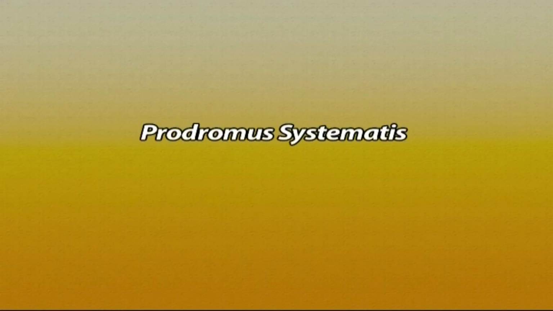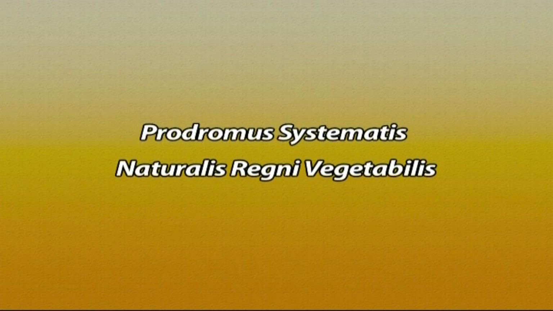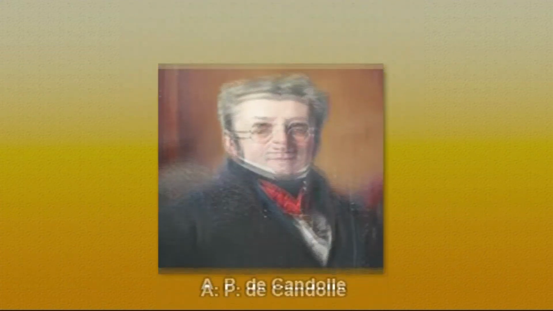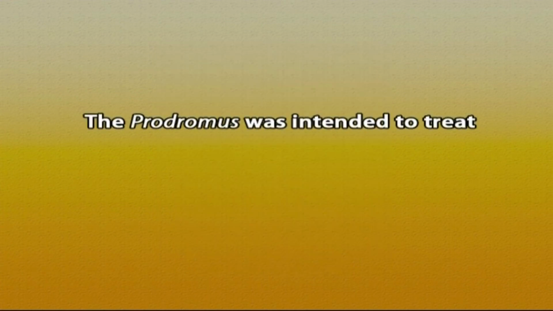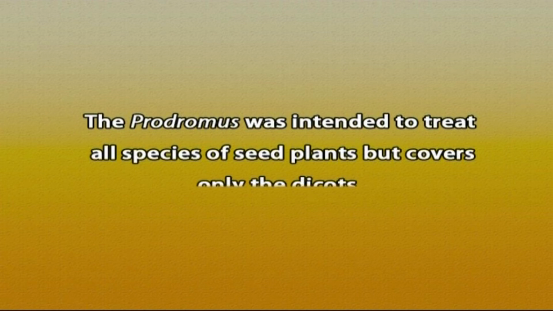The foremost is the Prodromus Systematis Naturalis Regni Vegetabilis. It was published in about 17 volumes from the year 1824 to 1873 by A.P. de Candolle. The Prodromus was intended to treat all the species of seed plants, but in actuality it covers only the dicots. Although the title Prodromus indicates that De Candolle considered it only a preliminary treatment, it still remains the only comprehensive taxonomic revision for many genera.